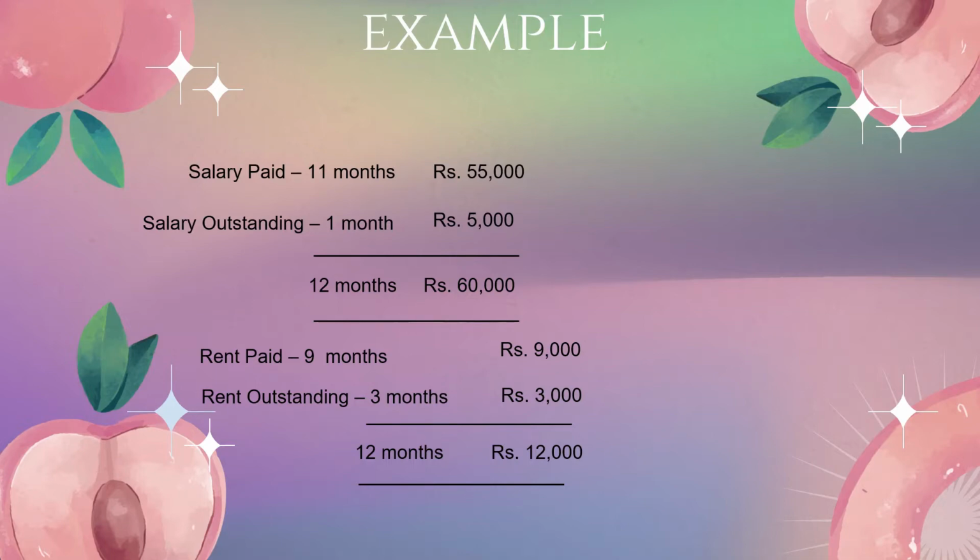It is because it is being prepared for a 12 months period. So you have to show it as outstanding salary. And here, rent paid, only for 9 months it has been paid. So now we have to show the remaining months yet to be paid. So we show it as rent outstanding, and you should add it. So outstanding expenses should be added.